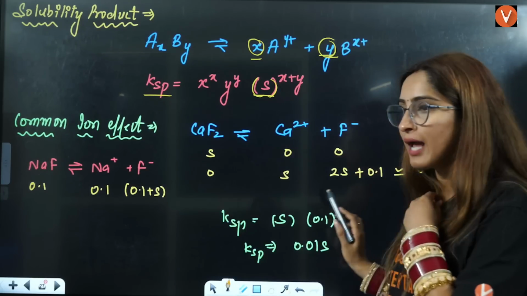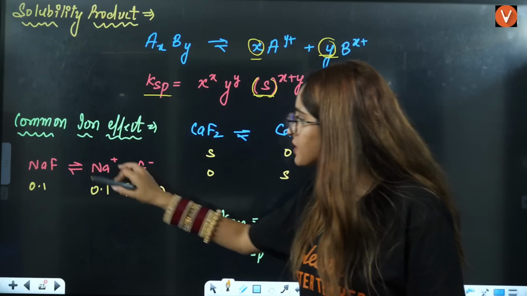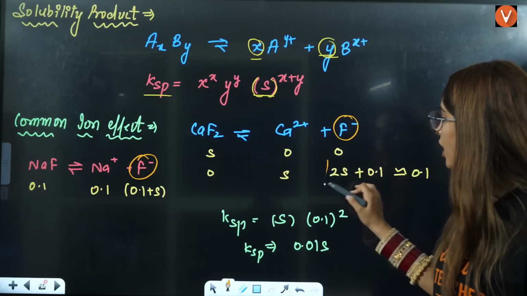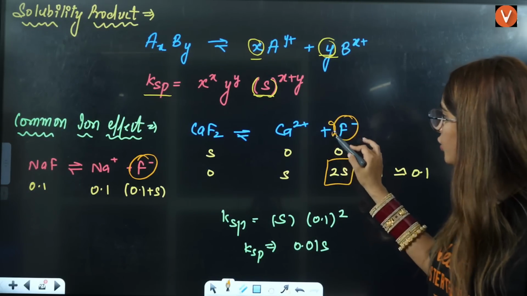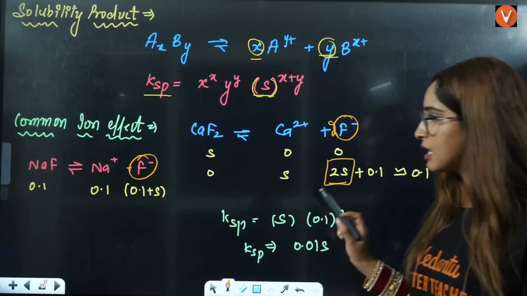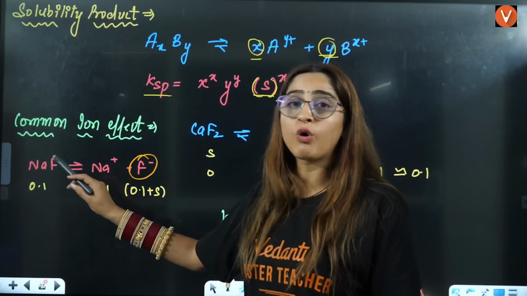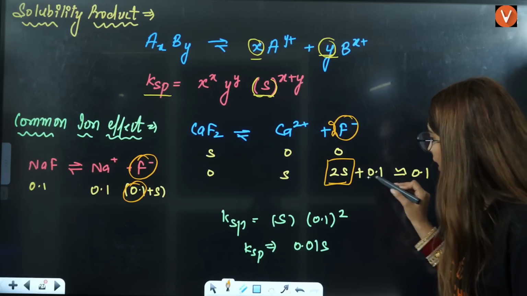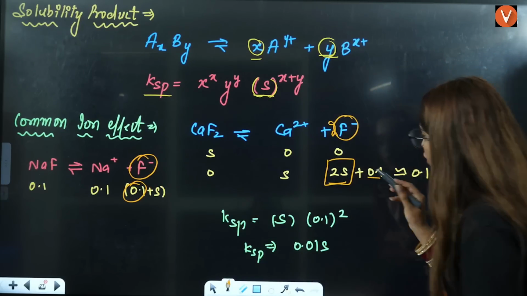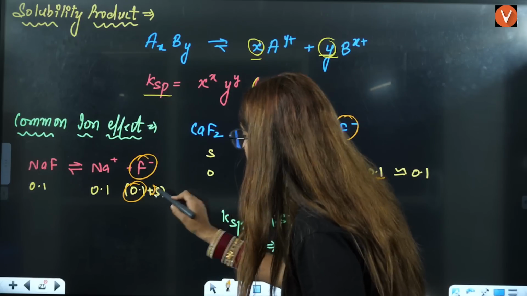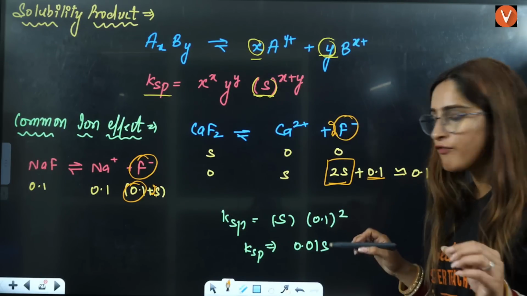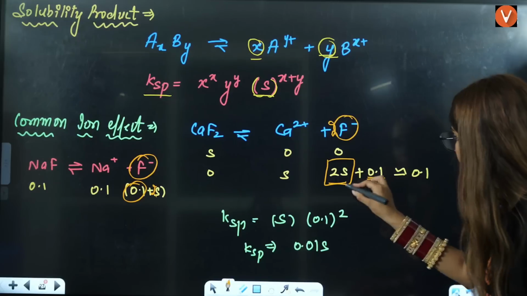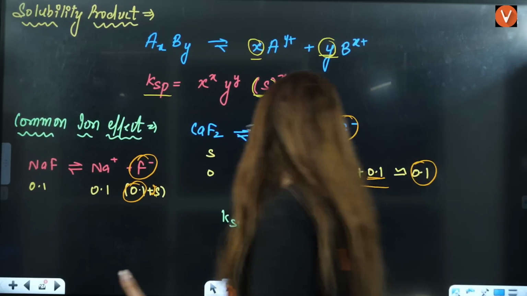But if you have common ion effect, you have some common ion here. This is also giving you F negative, this is also giving you F negative. Here you have taken out the answer as 2s because here you had 2F, so if this is s, this will be 2s. Here they are saying the concentration of this is 0.1, so this is also going to be 0.1. So here you are going to add 0.1 because this is also fluorine, and you are going to add 2s here. When you compare 0.1 with 2s, 0.1 is greater, so approximately it is going to become 0.1 only.